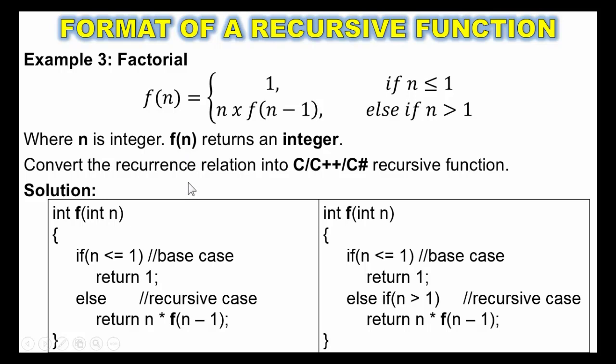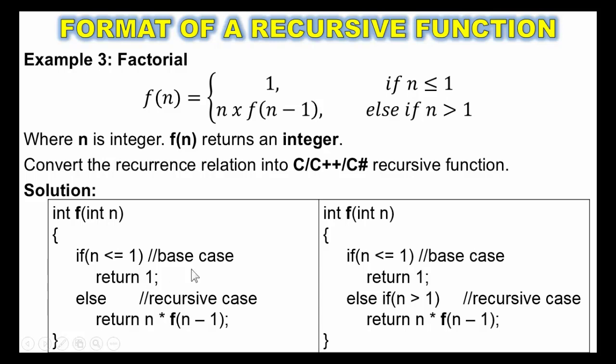The solution: we write the return data type of the function of f of n, which is an integer, int. Next, the input of the function of f is n, which is an integer based on the given problem. Thus, we write int n as formal parameter. The body of the function is delimited by open and end curly braces. The condition, if n is less than or equal to 1, is the base case. So we write if n less than or equal to 1, return 1.